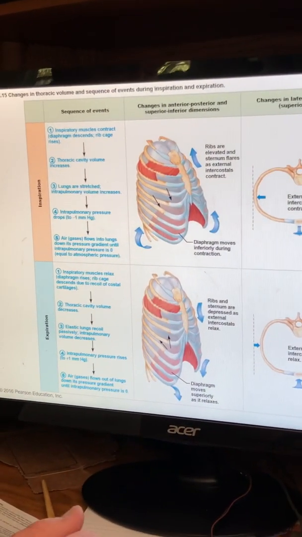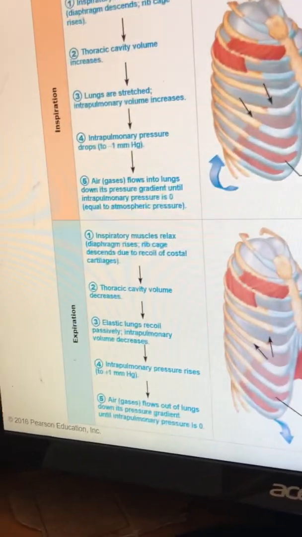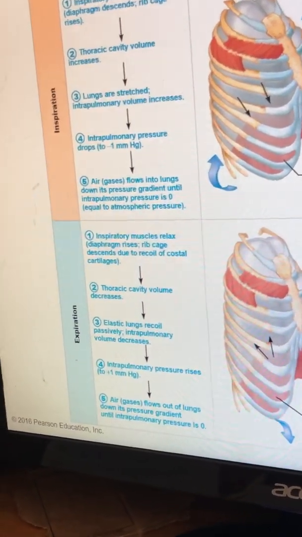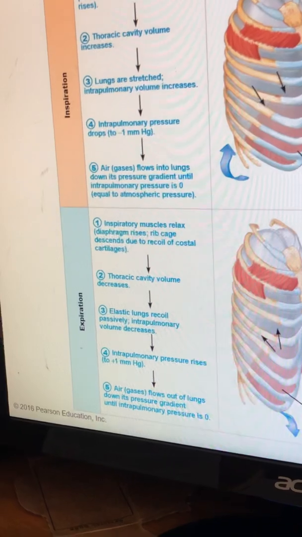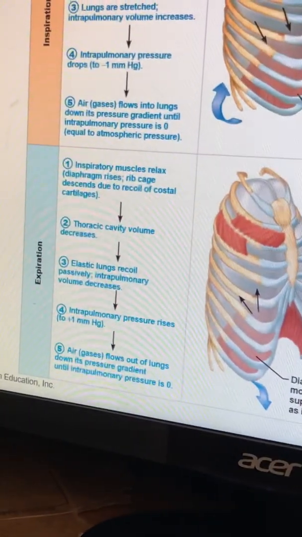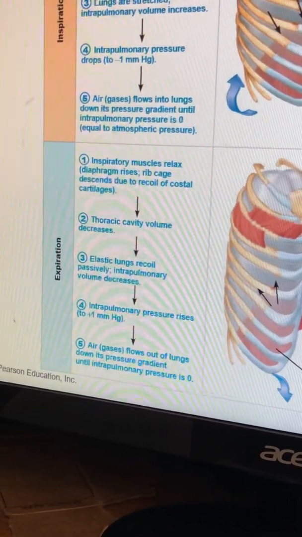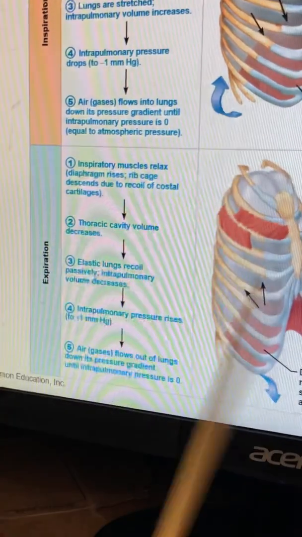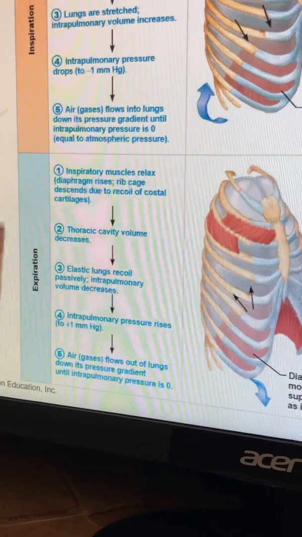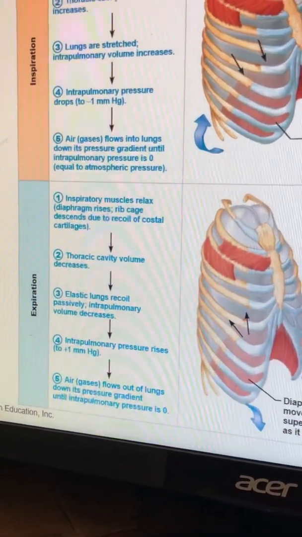Exhaling is a reflex. So as your ribs are stretched or your lungs are stretched, they want to go down to their smallest size possible. So the inspiratory muscles here will relax. When that happens, the diaphragm will rise back up. So rather than being flattened out, it'll go back to its dome shape type of arrangement. When that happens, the thoracic cavity volume will decrease. The elastic lungs will recoil passively.